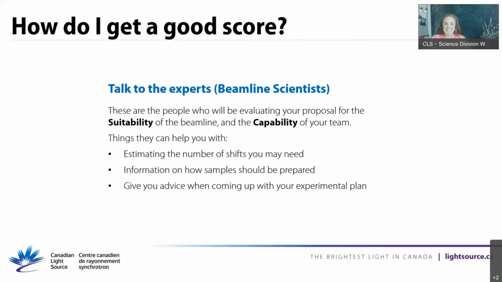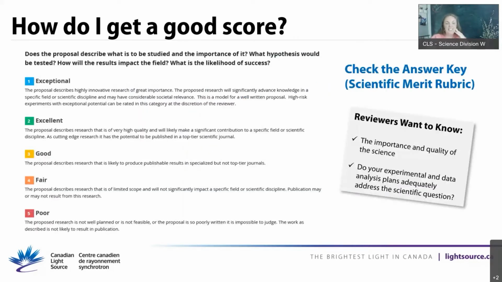The next way to get a good score is to check the answer key. So this is the rubric that our scientific merit reviewers are asked to evaluate your proposals against. This is available on our website as well. So read it and write your proposal for the rubric. The things that the reviewers want to know are the importance and the quality of your science, and they want to know that you have a good experimental plan and that your plans for collecting data and for analyzing that data are going to address your scientific question. So definitely look at this as you're preparing your proposal.